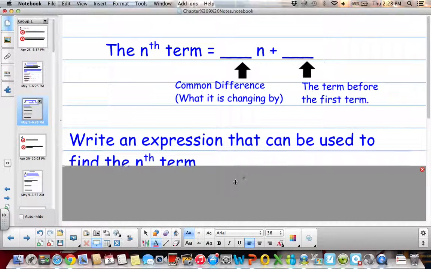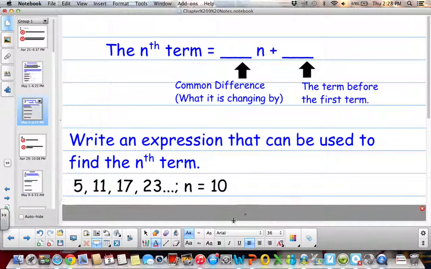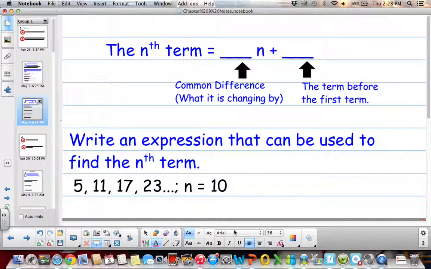Okay, so what does that mean? So if we have this arithmetic sequence, the one that we just had, 5, 11, 17, 23, and we want to figure out what is the 10th term. Yes, we could sit and figure it out, but it will take us a little bit longer than just making an equation. So n equals 10. Our common difference, we're going up by 6 every time. Our common difference is plus 6.